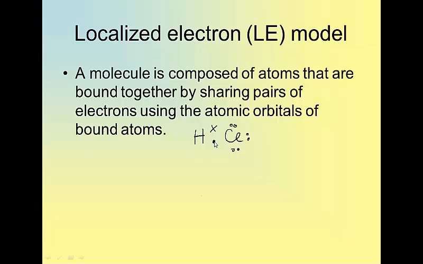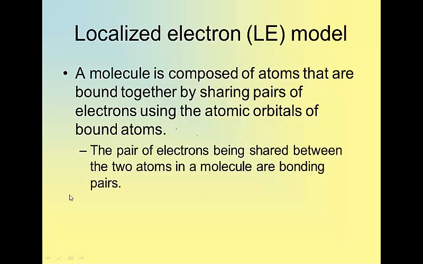A real simple example of the localized electron model of a molecular compound: two nonmetals sharing a pair of electrons between them to form a bond. They form a bond by sharing a pair of electrons, and this is the localized pair of electrons that is shared between them. If you recall from first year chemistry, we usually write the Lewis structure for hydrochloric acid, or hydrogen chloride, like that. The localized electron is the original, single pair of electrons being shared between the two atoms in a molecule, our bonding pairs.